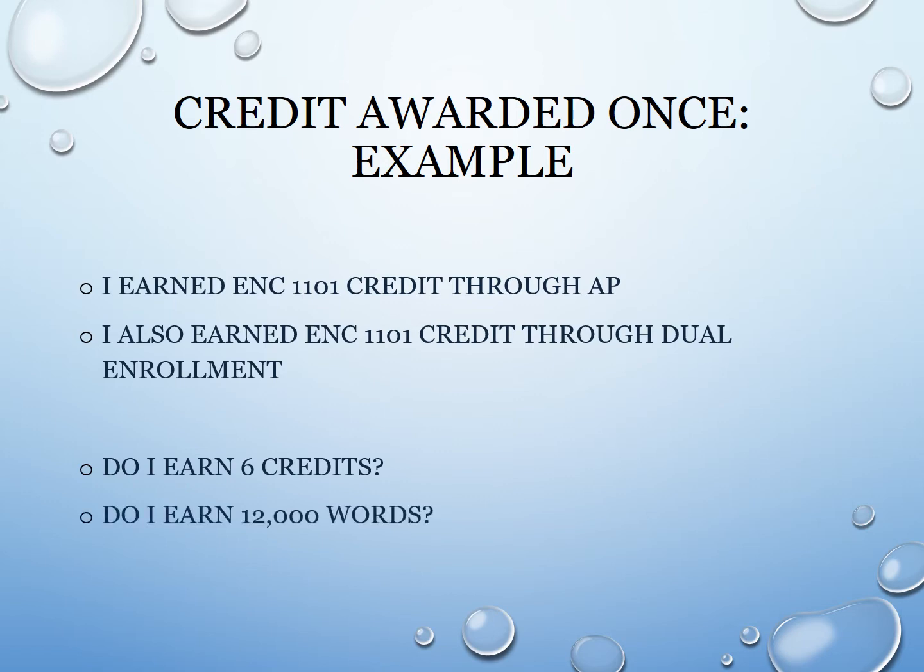The other question that some students might ask you is, well, but then do I still at least earn 12,000 words? Each class is 6,000 words that I got through AP and then also through dual enrollment. And the answer to that is also no. The student is earning credit for the class once, so 3 credits, and they're earning words for the class once, so 6,000 words. It doesn't matter that it may seem like it makes sense to have it the other way. They're only going to get credit for either one of those things once.